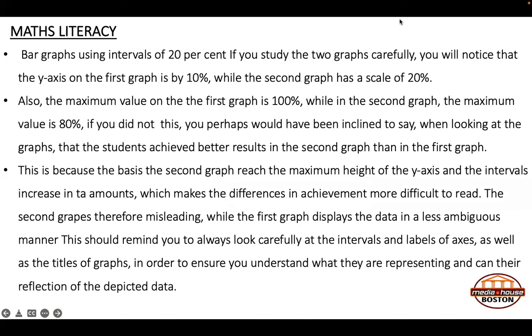So now we can see here why it can be misleading: the difference of the axes creates some kind of confusion, and maybe it's a little bit more difficult to read. Okay, and while the first graph displays the data in a less ambiguous manner, you should always look carefully at the intervals and labels of axes, as well as the titles of the graphs, in order to ensure you understand what they're representing and what is the reflection of the data depicted. Okay, so make sure that you understand and you don't get confused because it can be confusing.